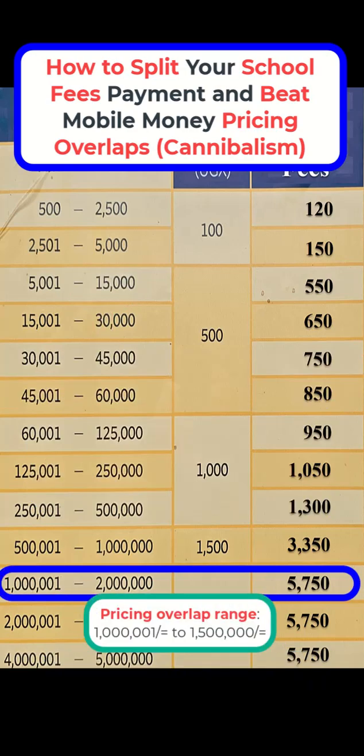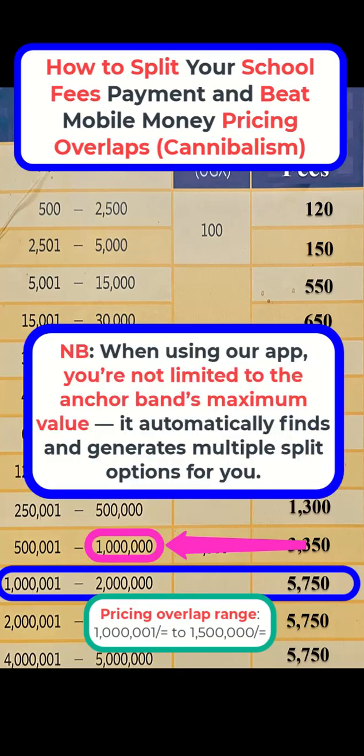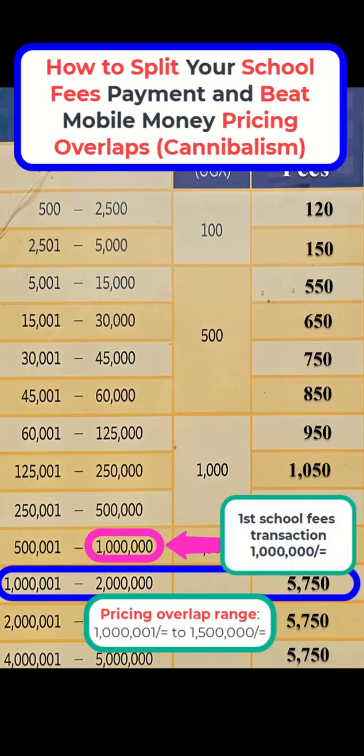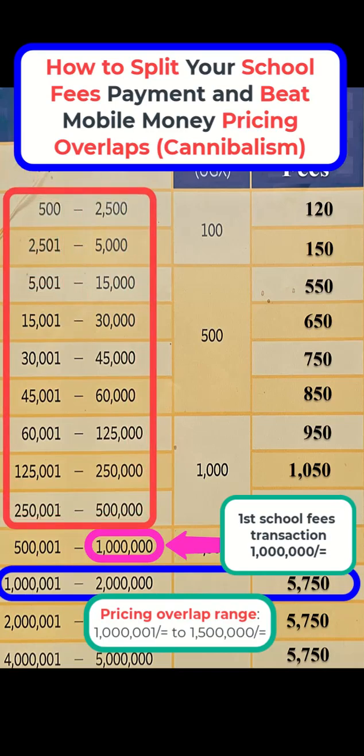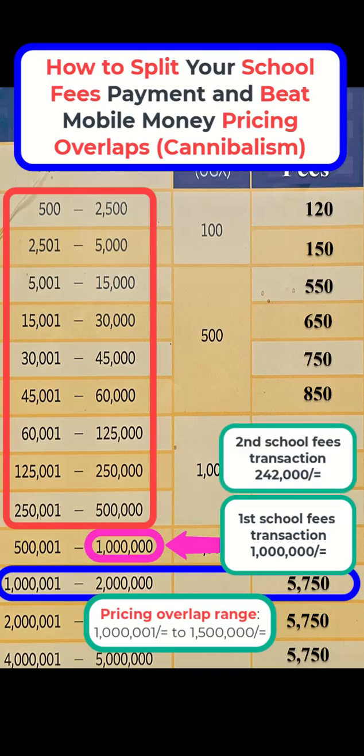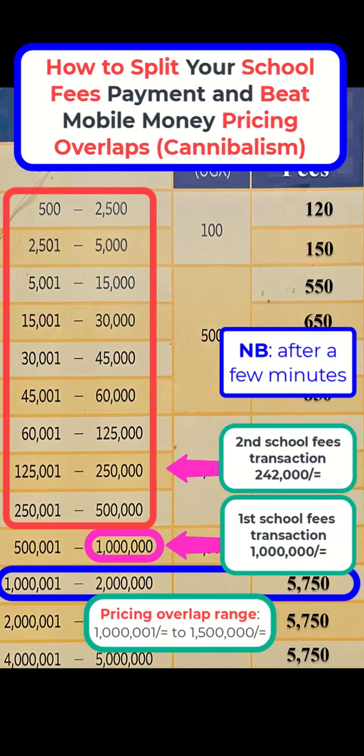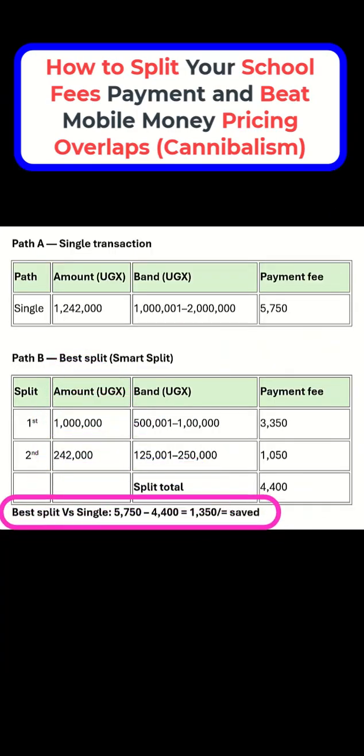Here's how. We use the band just above this blue band as our anchor band, taking its maximum value, 1 million shillings, as the first transaction. Then the second installment will come from any of these smaller bands that this blue band cannibalizes. In our example, the remaining 242,000 shillings falls right here within this band. By completing these two split payments, we instantly save 1,350 shillings.